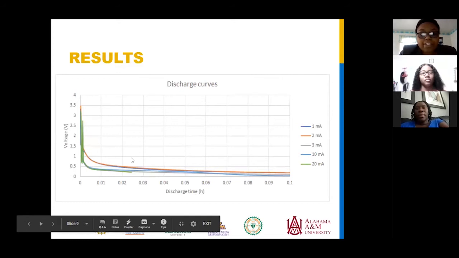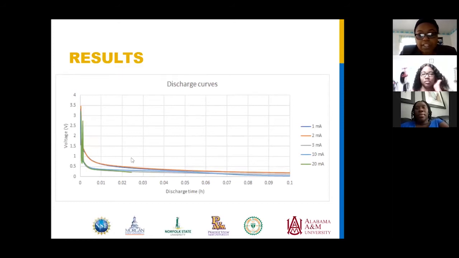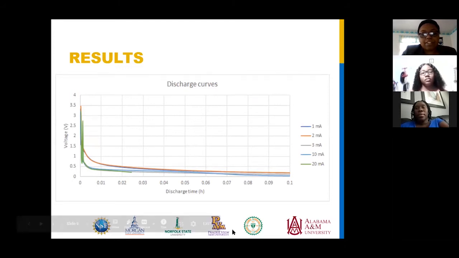While for my discharge data, all of the batteries discharged fairly well, except for the 20 milliamp data, where it did a little hiccup in the beginning, but it still discharged at a shorter rate than the rest of the batteries.